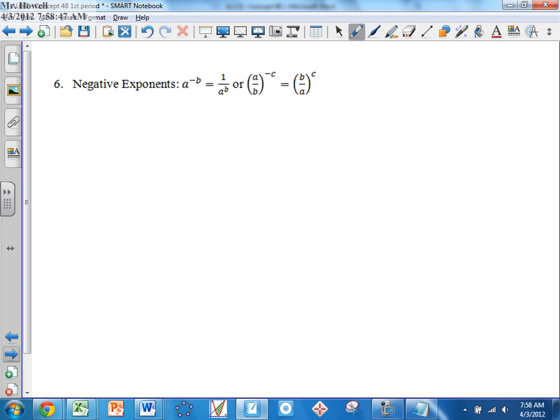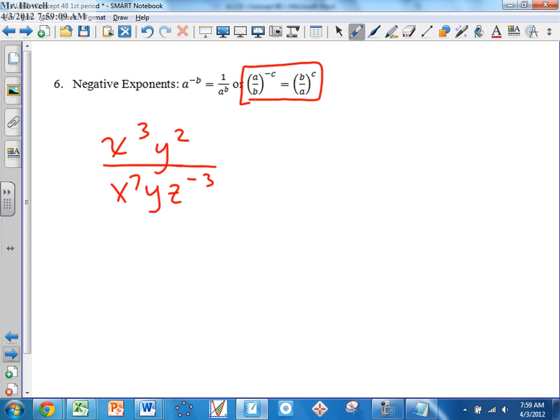Let's take a look at x to the third, and I'll explain the rule. You can write down the rule if you'd like to. The second part of the rule is a bit of a variation, but the first part is what we just said. x to the third y squared over x to the seventh y z to the negative third. So if you want to write down the rule, go ahead.